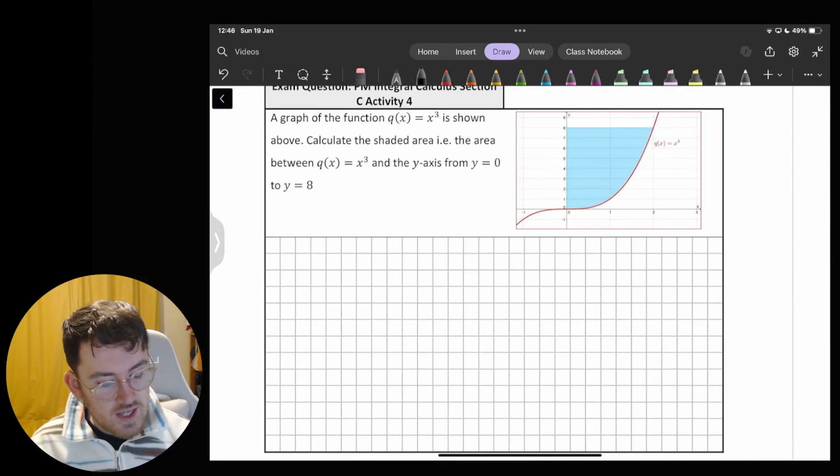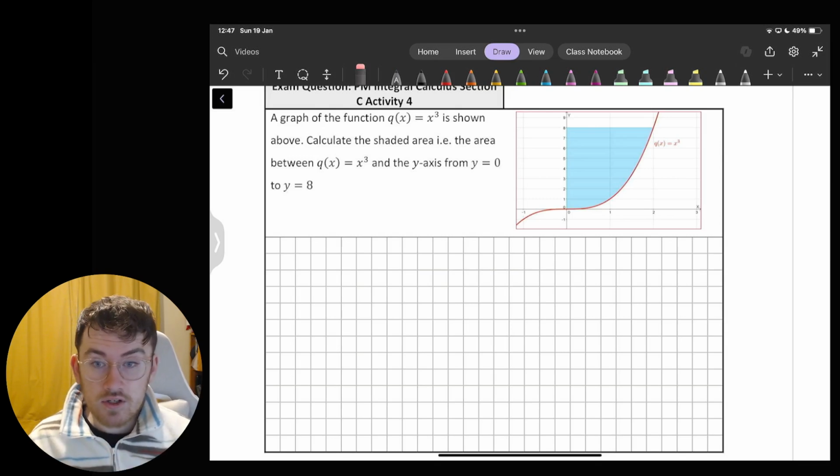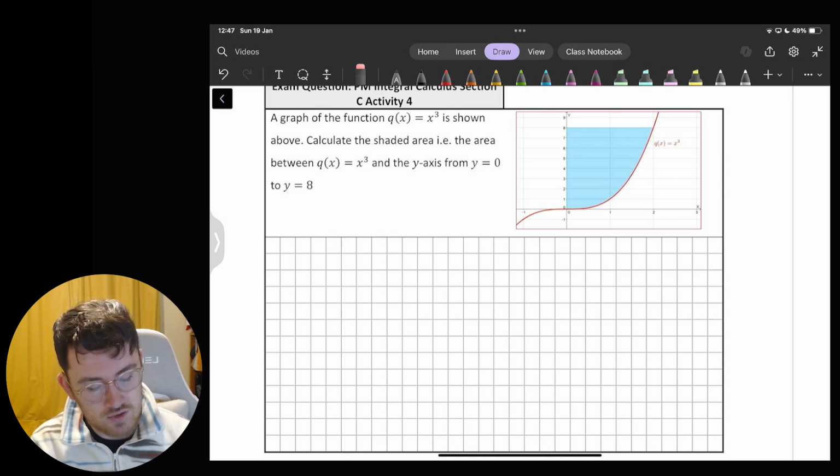So the function here is x cubed, and again we're looking to calculate the shaded area, very similar really to the example we have there. We're looking for the shaded area between this curve and the y-axis from y equals 0 to y equals 8. So if you're wondering how on earth you know whether they want you to do it with respect to x or y, it really is as simple as looking at the values that you're given. If you're given bounds in terms of y, then that's what you're integrating with respect to.